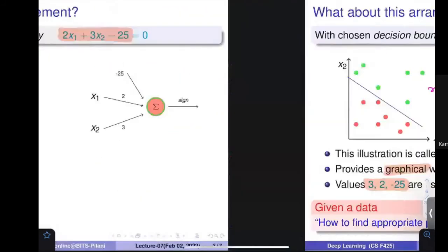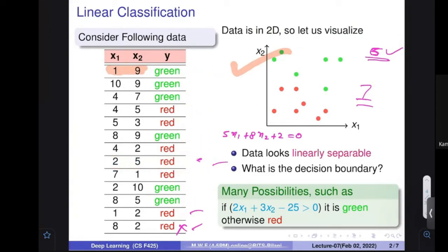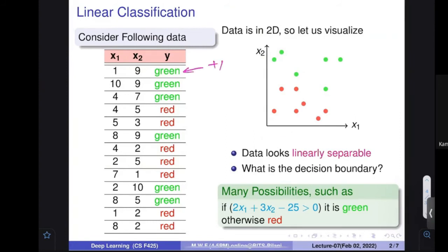In this particular case, since there were green and red, how can I say something about green and red? How can I subtract green and red from each other? So most of the time, we convert this problem to a numerical one by saying that green is equal to +1 and red is equal to -1. So it is a two-class classification problem where +1 and -1 I'm going to get. Green versus red.